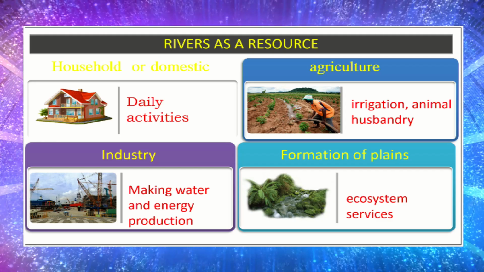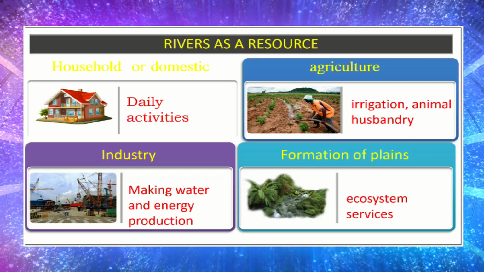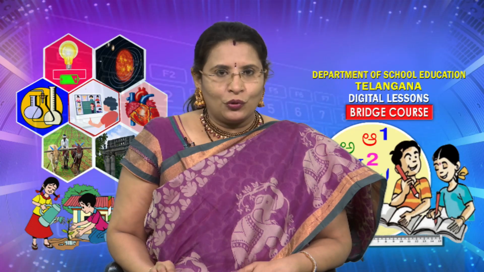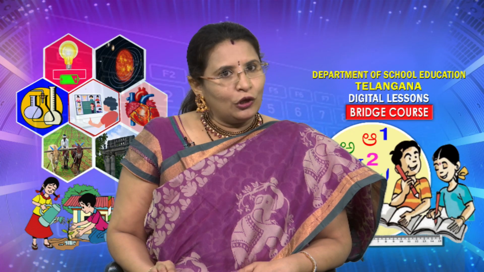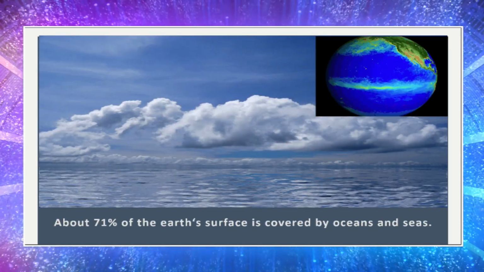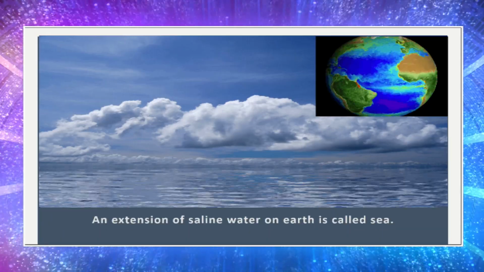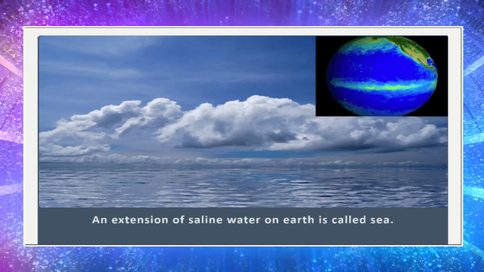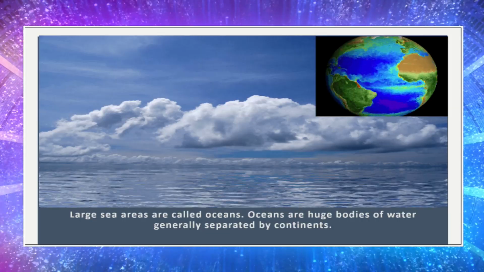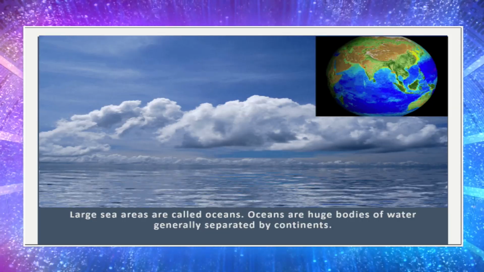Now children, after learning about the rivers, where do these rivers go and join? Yes, they go and join into the oceans. So now let us learn about oceans. As you all know, children, the earth is known as a watery planet. About 71% of the earth's surface is covered by oceans and seas. An extension of saline water on earth is called a sea, and the large sea areas are called oceans. Oceans are huge bodies of water generally separated by continents.